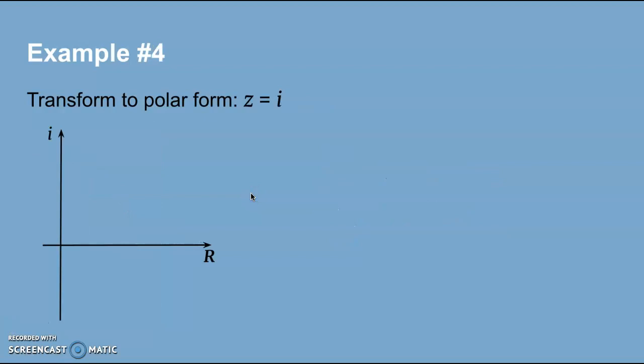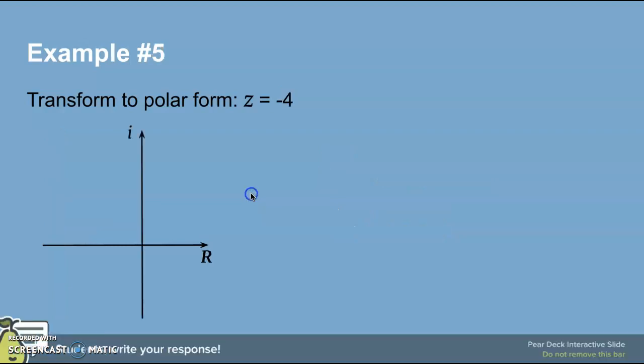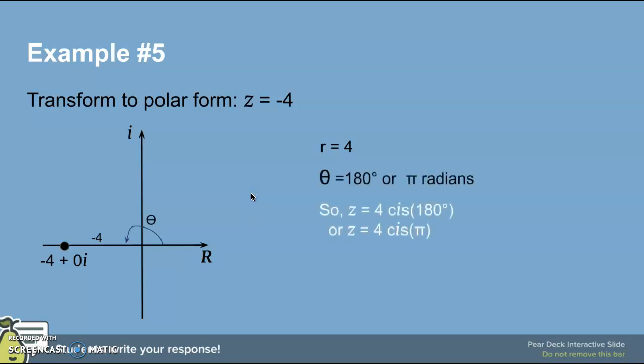Okay, this one's a little different because all I have is the complex number z equals i. I just have the imaginary part somewhere on that axis. 1 unit up, I've rotated 90 degrees or pi over 2 radians. So this is z equals 1 cis 90 or z equals 1 cis pi over 2. And this is what it looks like if I just have the real part. Gone 4 units over, so r is 4. Theta is 180 degrees or pi radians. And so I have 4 cis 180 degrees or 4 cis pi.